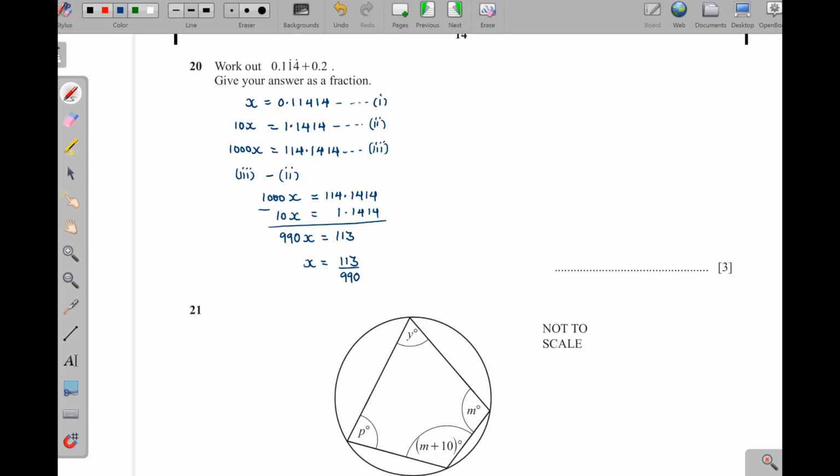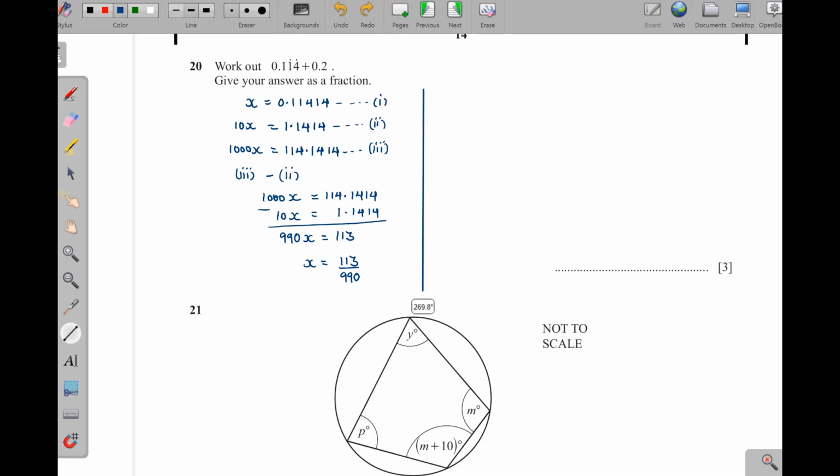Let's see. We have 99, and 3 can go into the 99. So the next one will be 102, then 105, multiples of 3, 108. Then we have 111. Then the next one will be 114, and this is 113. So I can't divide through by 3. So I'm just going to use that one there. They actually never told us to give the answer in the simplest form, but just a fraction.